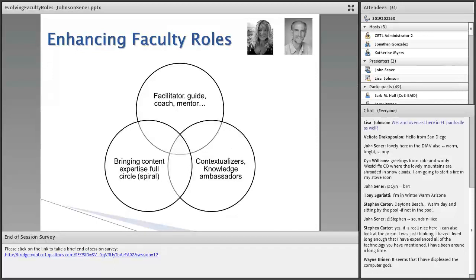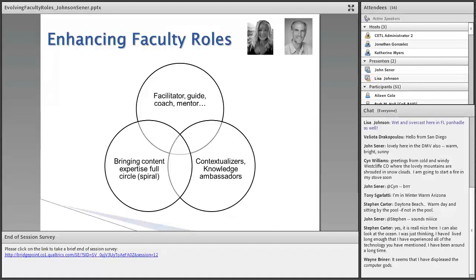And so here are a few ways of looking at this. One is this cluster of words at the top, which I think you're more familiar with already: facilitator, guide, coach, mentor. Lisa and I are facilitating this session, for example. I don't need to talk about these a whole lot because I think these roles are pretty well understood if they're not always enacted. But they're one way in which faculty roles can be enhanced in ways that personally I feel it will take a long time before computers or technology will be able to replicate in any meaningful manner.